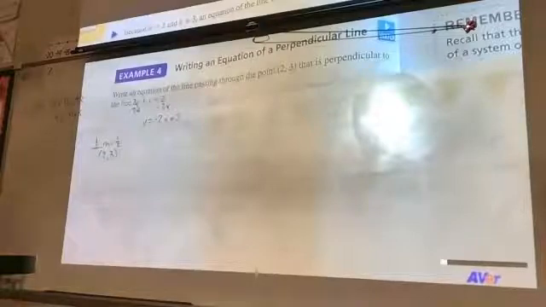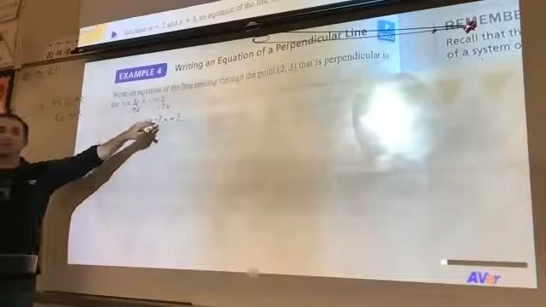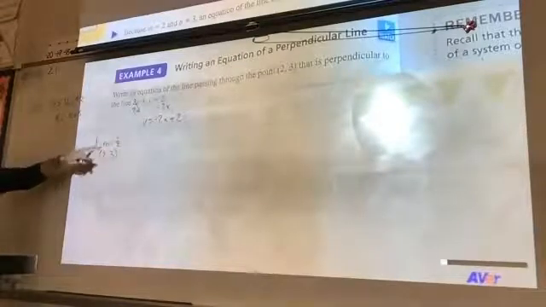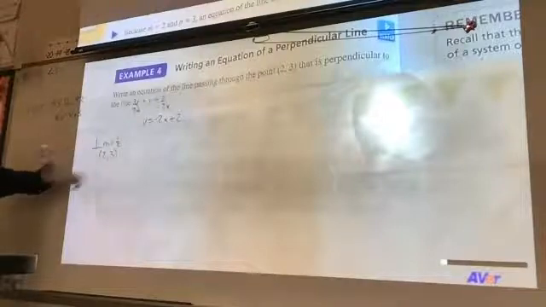We've got to make sure we get the right slope. Okay, so our original slope is going to be -2. So our perpendicular slope is going to be 1/2. I always write it like this. You don't have to, but I like to keep it straight and say, all right, I'm taking the perpendicular.